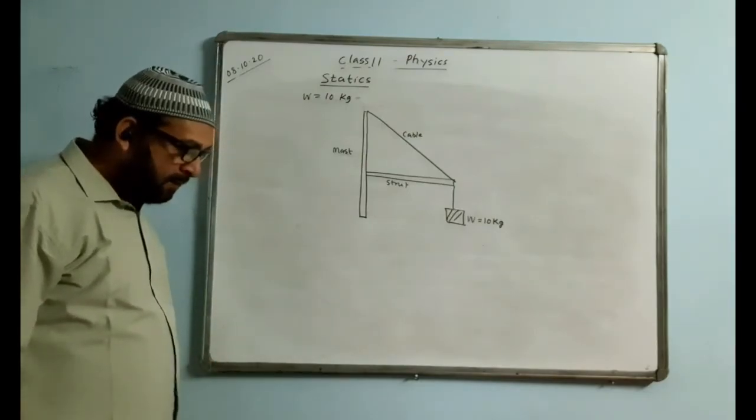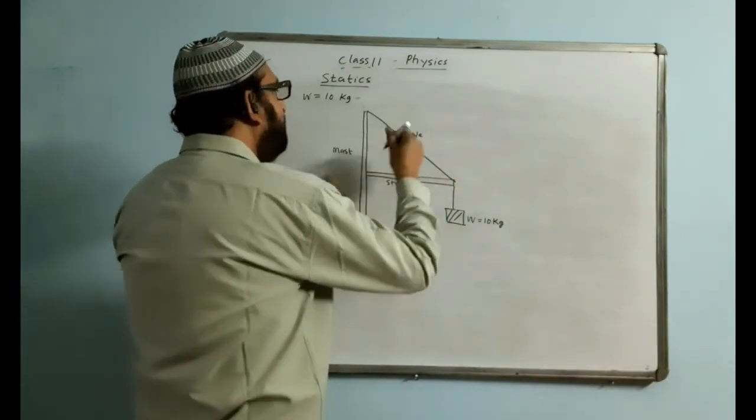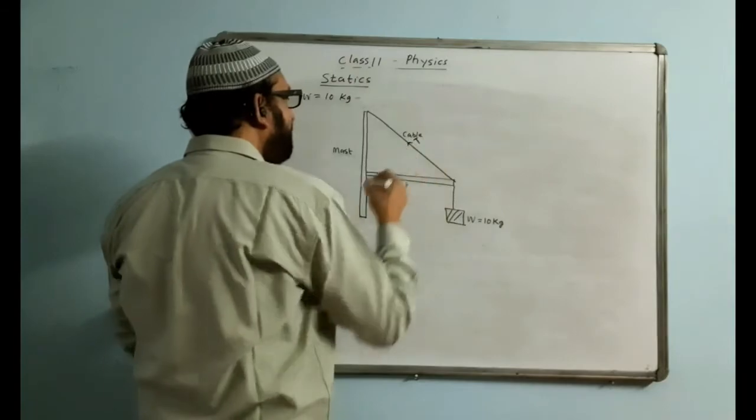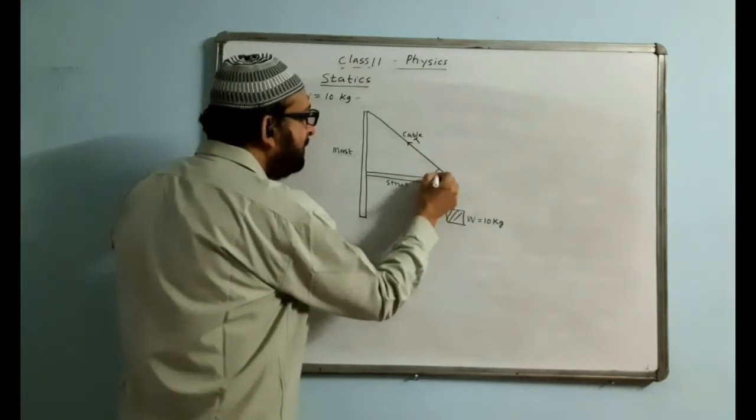This is a diagram given. You have to find the tension in the cable. The cable will become tight. This tension in the cable is acting like this. And here the angle is given, 30 degrees. This is the angle, 30 degrees.